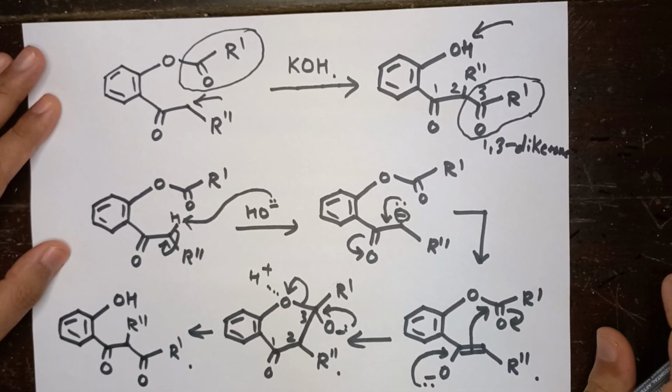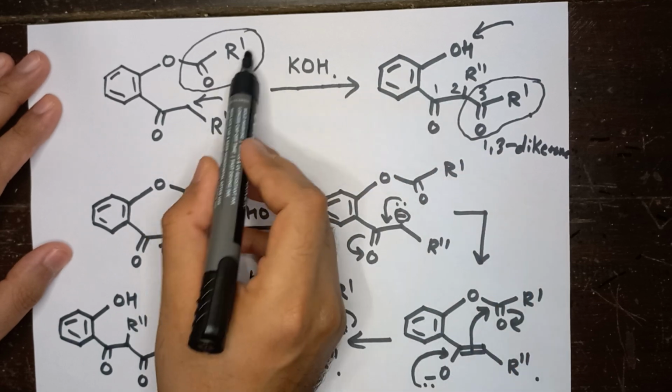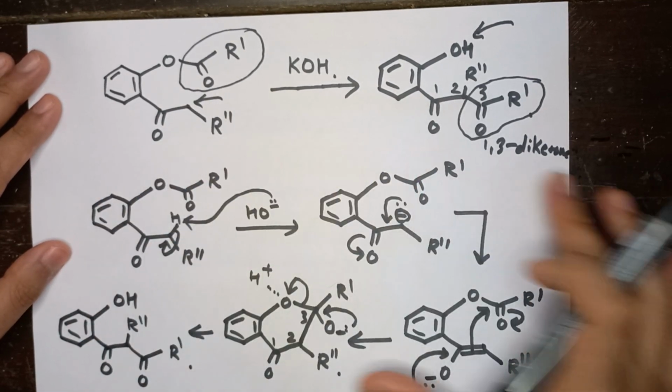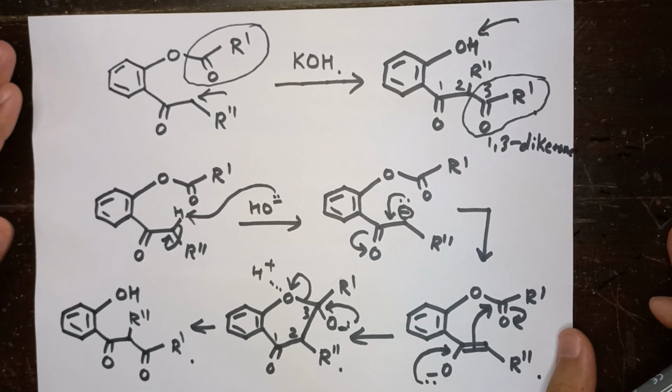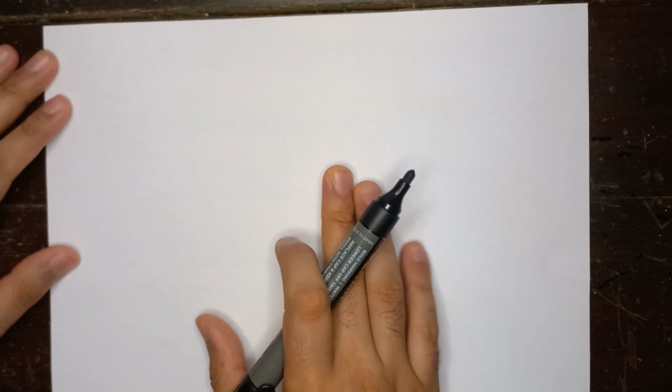It's just a base mediated reaction where you convert your ester into OH, and this whole acyl group will be migrated towards the methylene carbon, and this is the mechanism for it. Okay, let's solve one question and draw the mechanism for it.